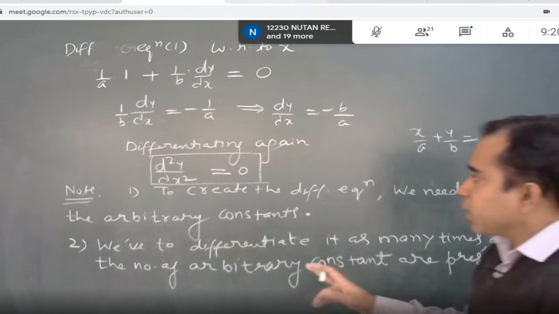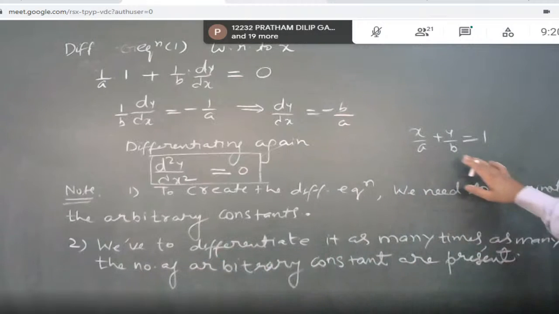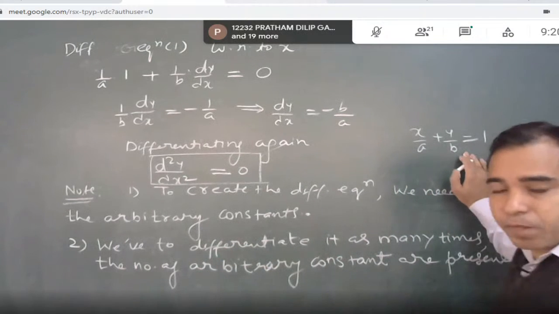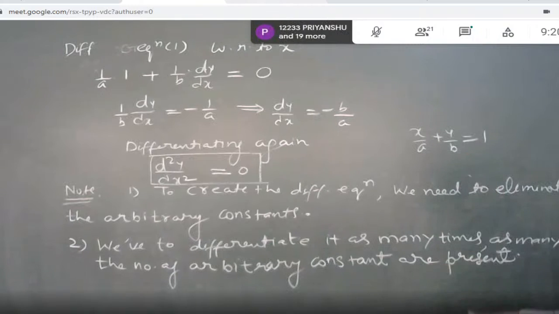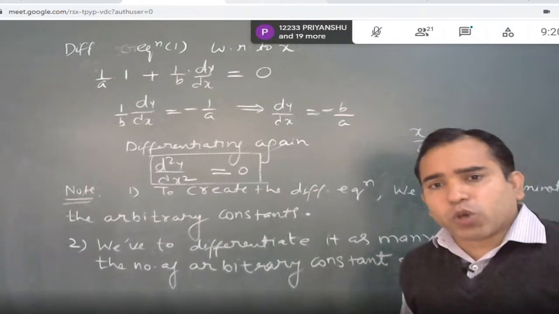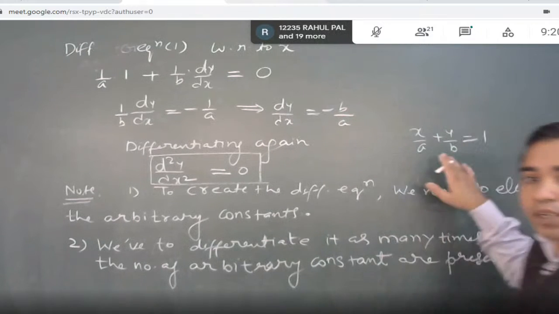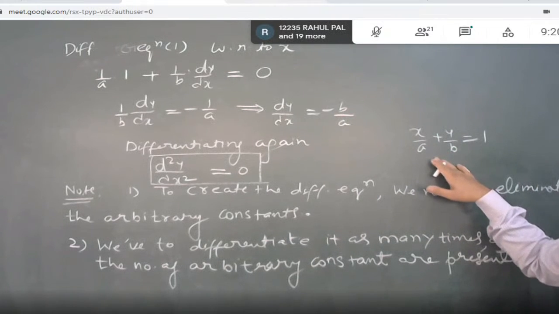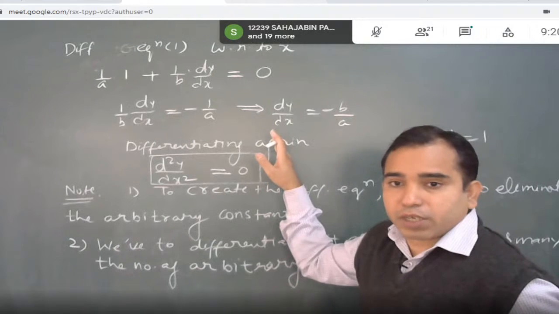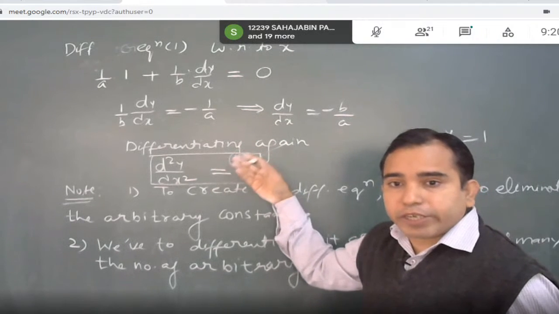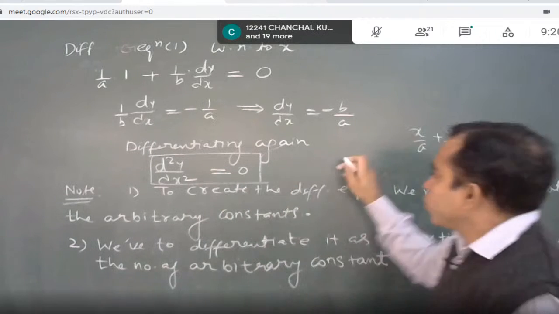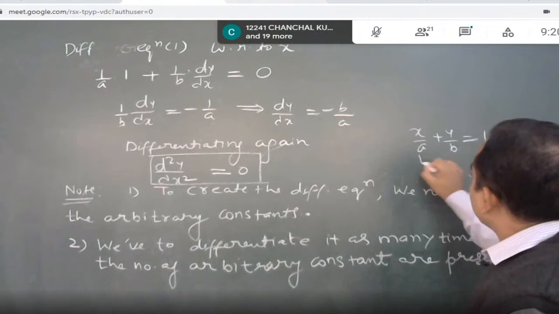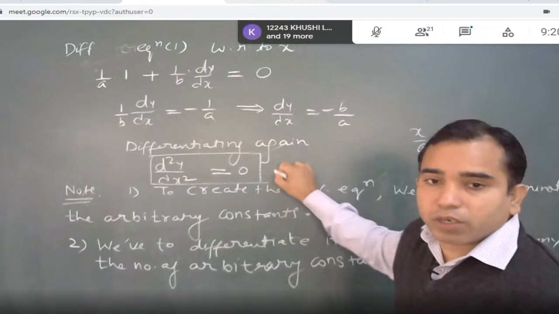Second thing, you have to check how many arbitrary constants are there. As many as there are, we have to differentiate that many times. We have to differentiate it as many times as the number of arbitrary constants present. Because there were 2 arbitrary constants, I differentiated 2 times. But we have to differentiate intelligently so that a and b are completely eliminated. So the final differential equation, because there were 2 arbitrary constants, has order 2.